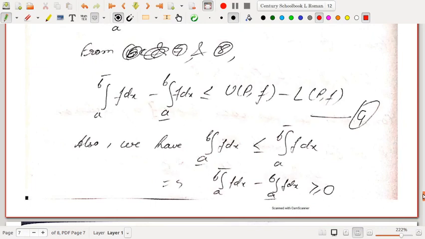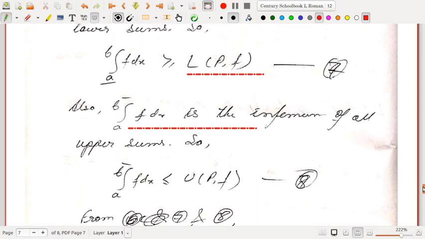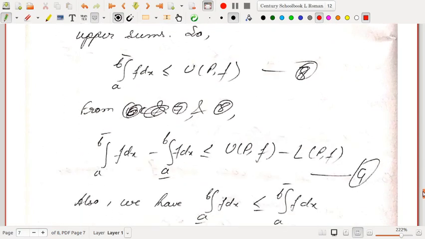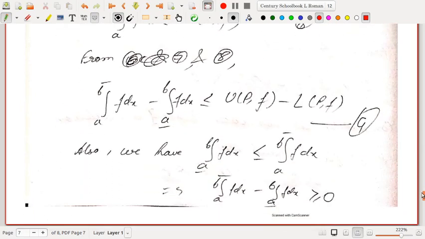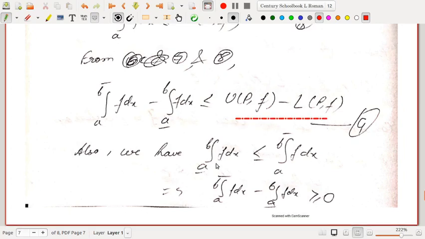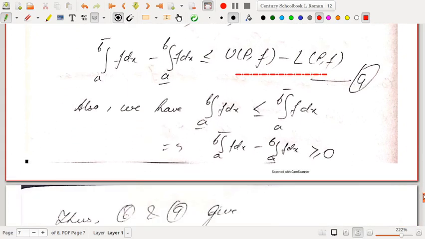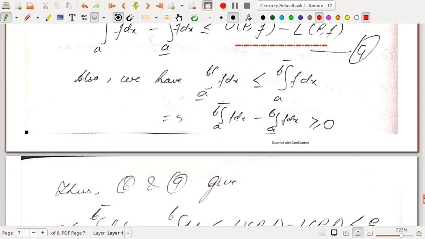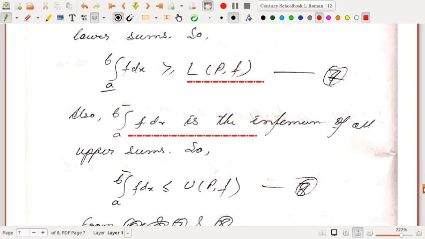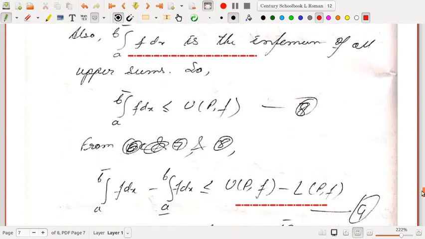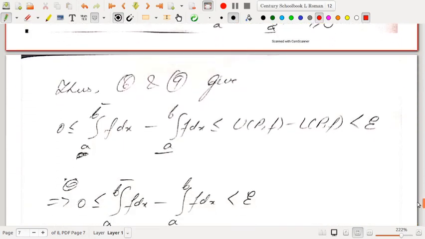So from 7 and 8, you multiply 7 by minus 1, so the inequality gets reversed, and then you add it with 8. So we get the upper integral of f dx minus the lower integral of f dx is less than or equal to U(P,f) minus L(P,f). Also, we have already seen that the lower integral is always less than or equal to the upper integral, so the upper integral minus the lower integral is greater than or equal to 0. Combining 9 and 6, what do you get? 0 is less than or equal to the upper integral minus the lower integral, which is less than or equal to U(P,f) minus L(P,f), which is strictly less than epsilon.